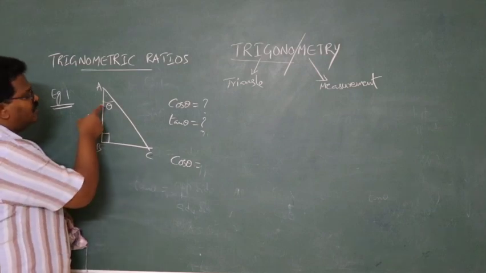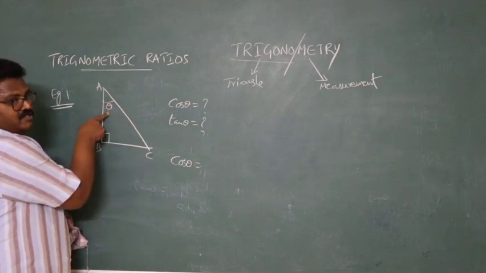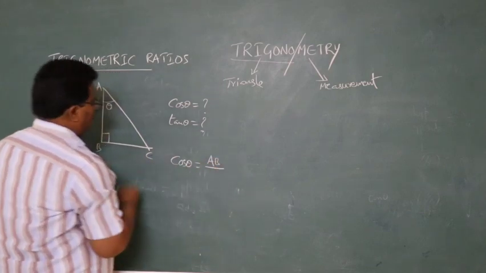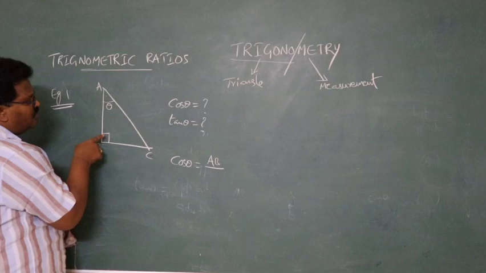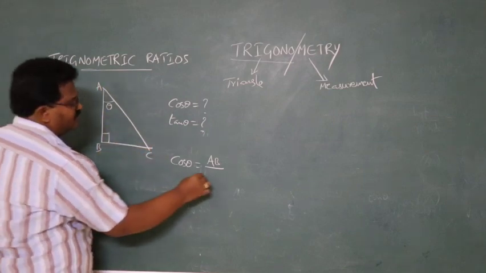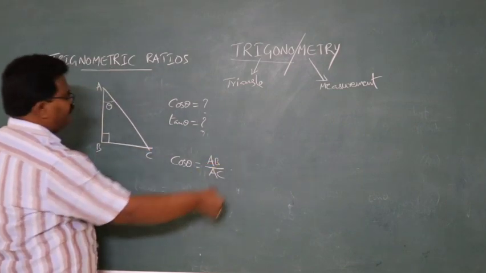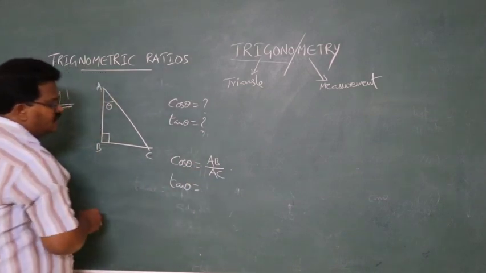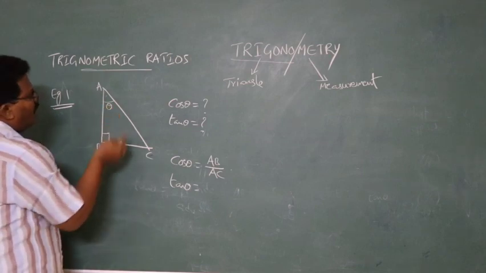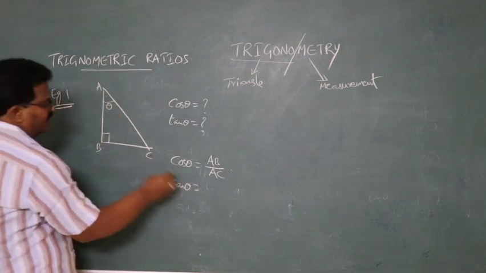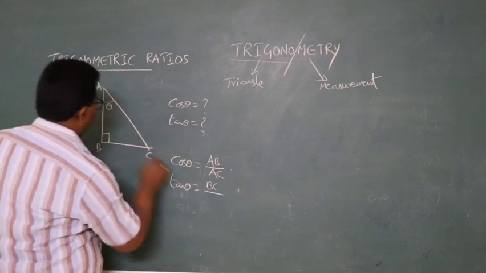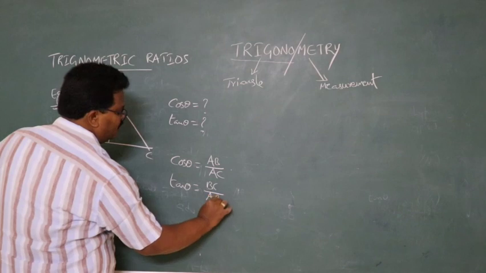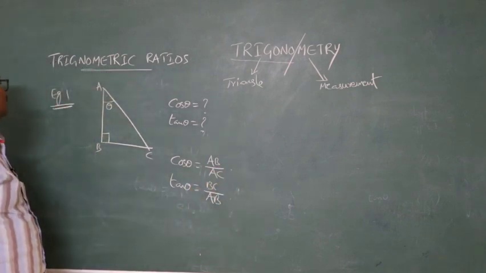Here the important thing is, theta is here. For this, the adjacent side is AB. Hypotenuse means the line opposite to the 90 degrees, that is AC. So this is cos theta. What is tan theta? Tan theta means opposite by adjacent, that is BC by AB. For theta, the opposite side is BC and the adjacent is AB. So this is one good example.